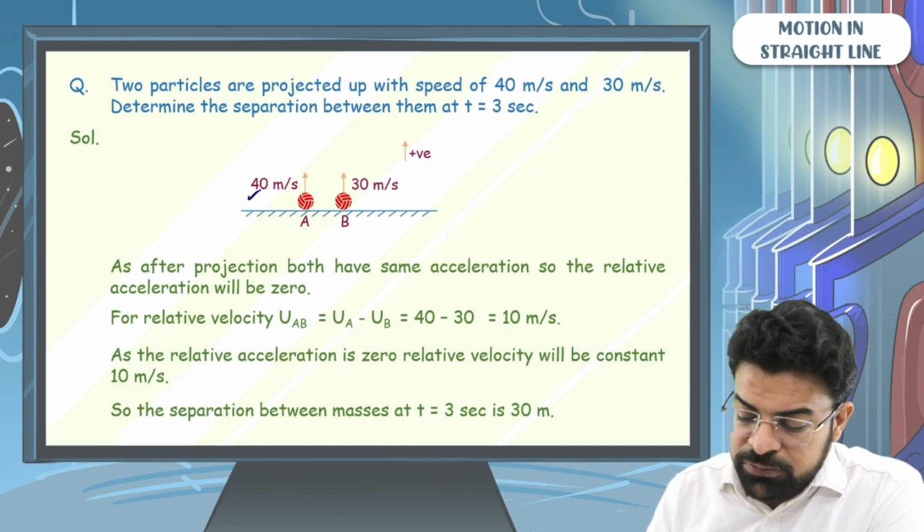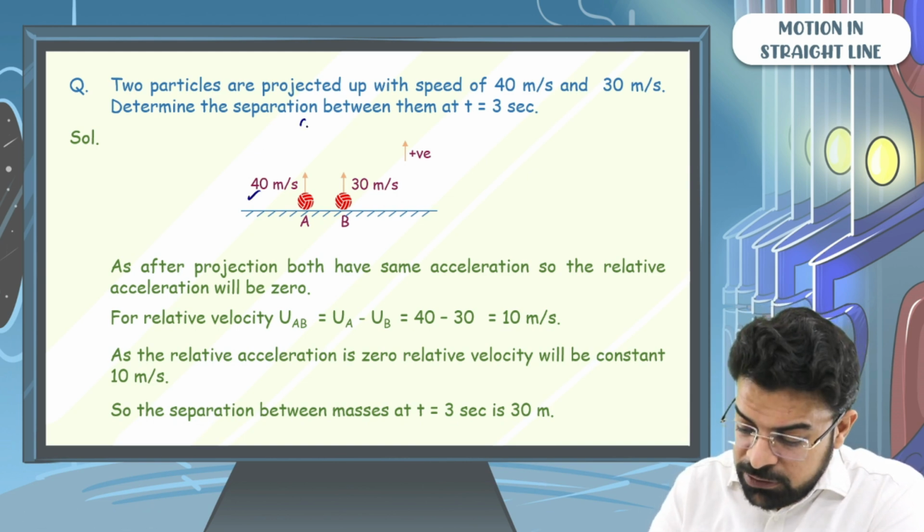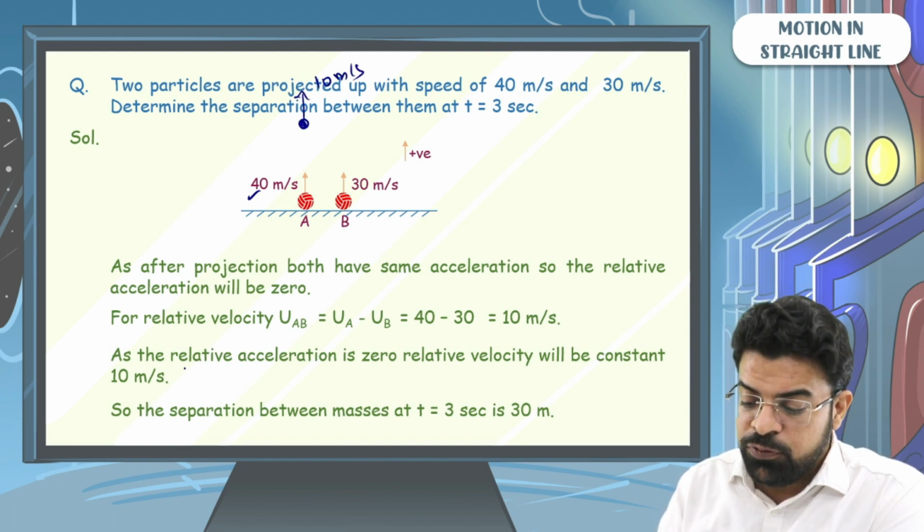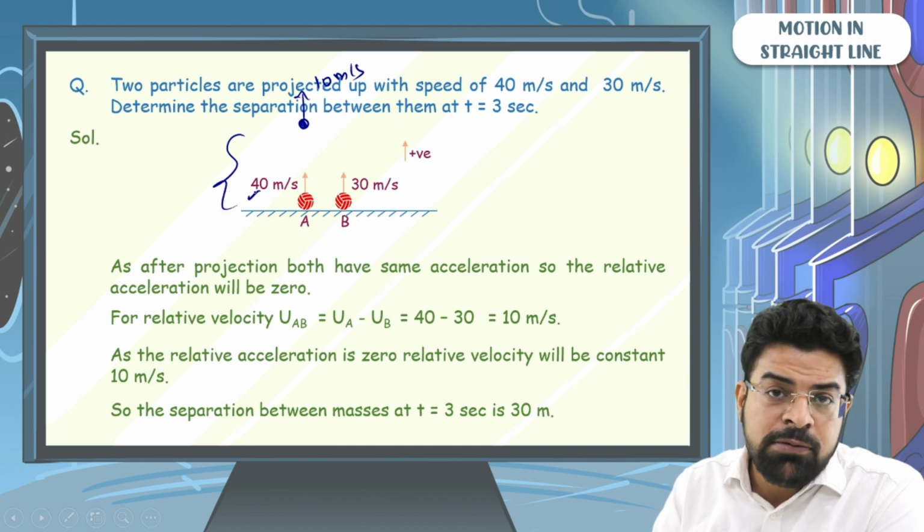If the first ball is projected with speed of 40, after 3 seconds its speed will be 10 meter per second. So for these 3 seconds, the average velocity will be (40 plus 10) by 2, which is 25.